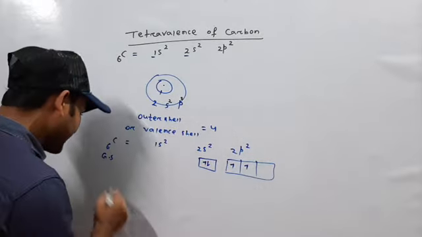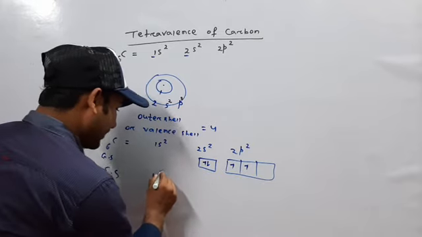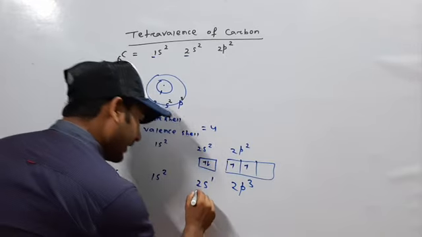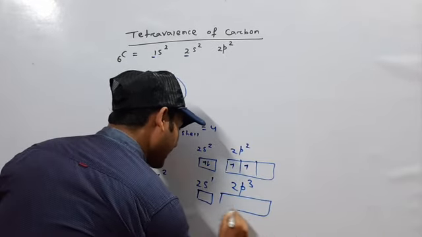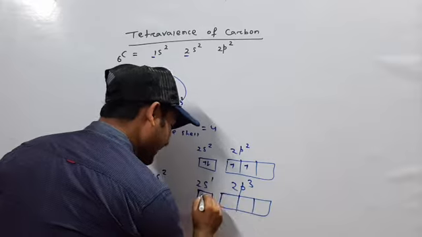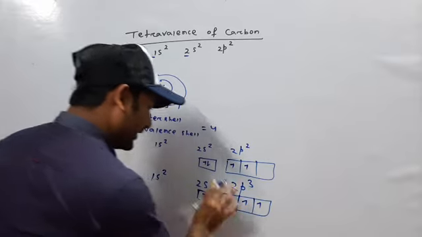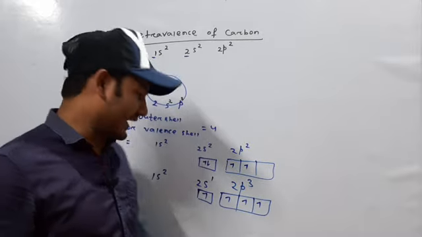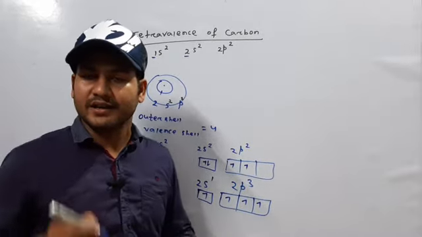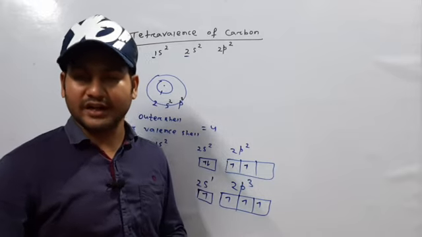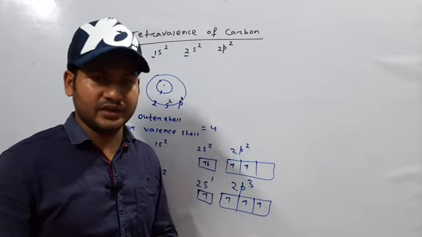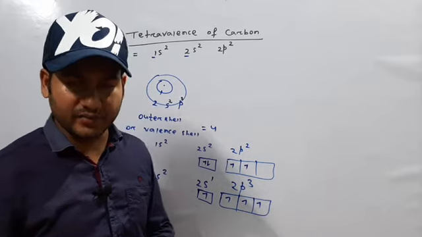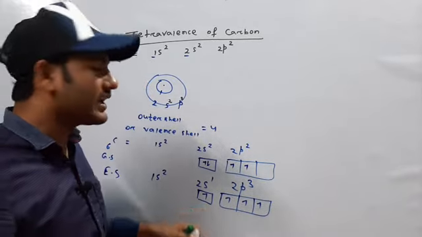Hence, in the excited state, 1s2, 2s1, 2p3. s has 1 orbital, p subshell has 3 orbitals. So in this case, the total number of unpaired electrons is 4 and it can form 4 covalent bonds with other atoms or itself. Other atoms means hydrogen, fluorine, chlorine, bromine, iodine, but it can also form bonds with carbon.